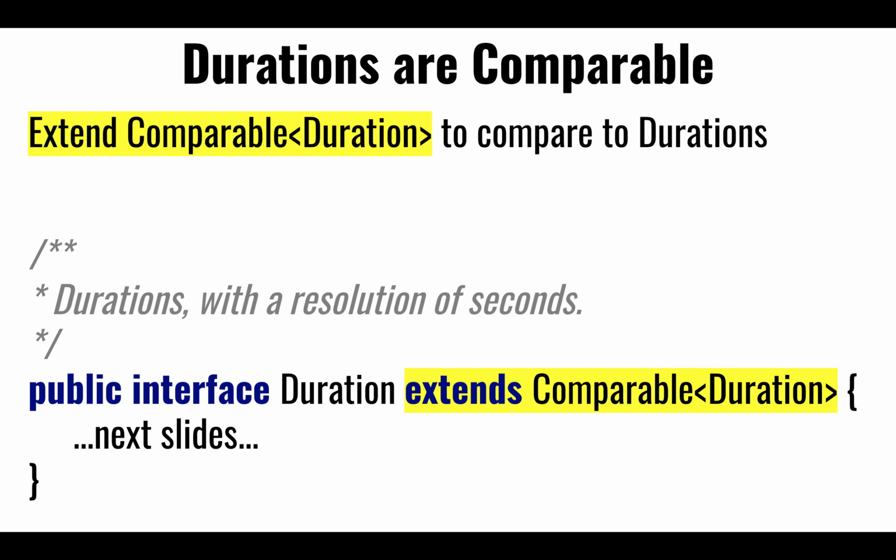Notice that the duration interface, we are extending Comparable. Comparable is a Java package that allows you to compare any two things. You need to tell it how to compare. You compare time by comparing the hours, minutes, and seconds, and you say, well, if these are greater than this other set of hours, minutes, and seconds, then this is bigger and that's smaller.